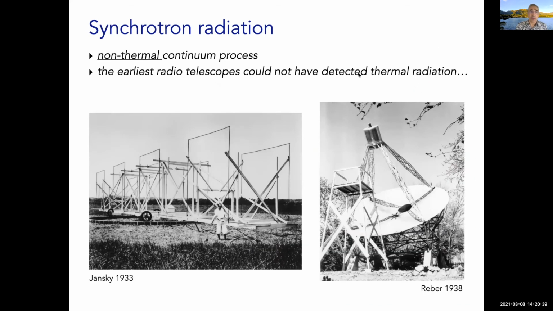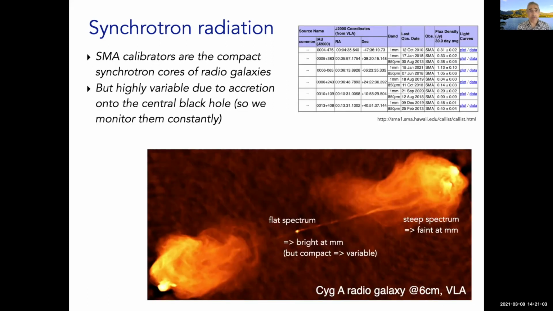In fact, because it has this strength, this non-thermal process, which creates a very strong emission at long wavelengths, that was the reason why the first radio telescopes, the pioneers, Jansky and Reber, were able to detect radiation. Thermal radiation itself would have been far too weak for these telescopes to detect. And in fact, the strength is very useful because we use these sources as calibrators for the SMA.